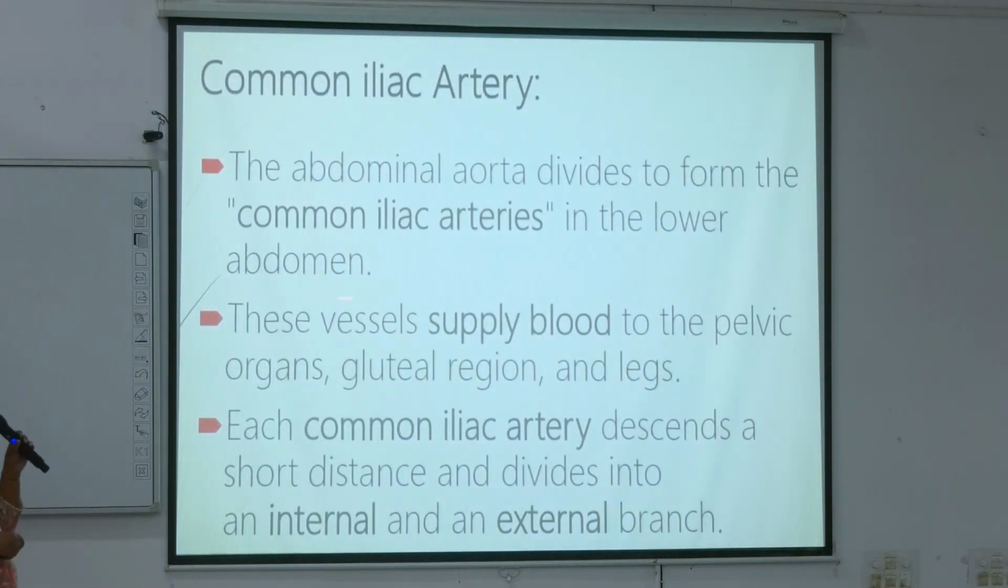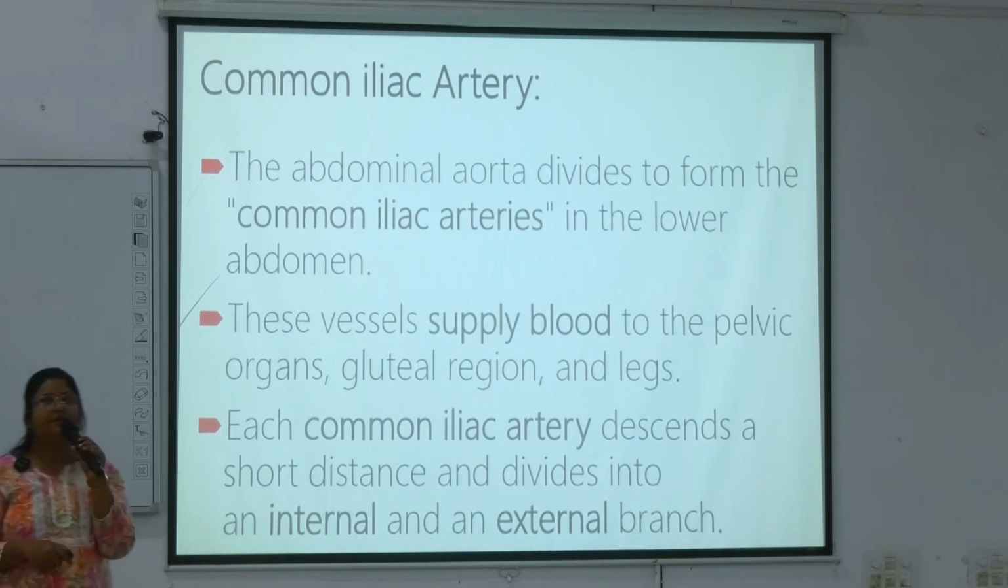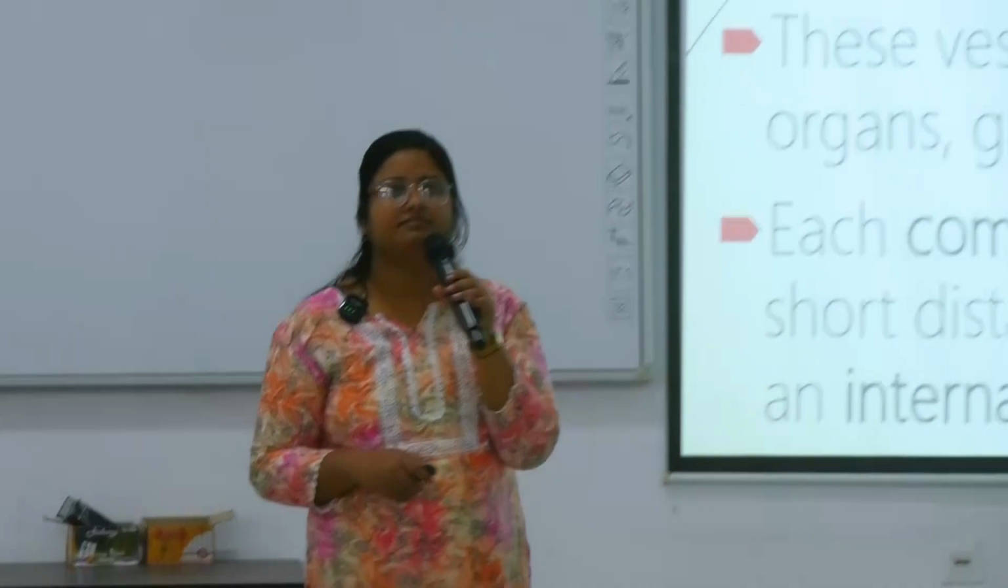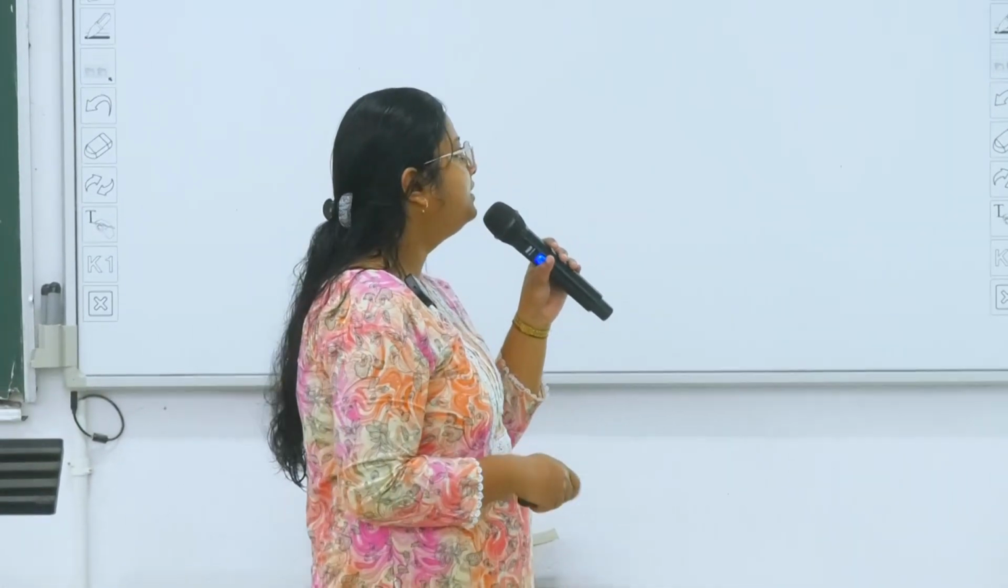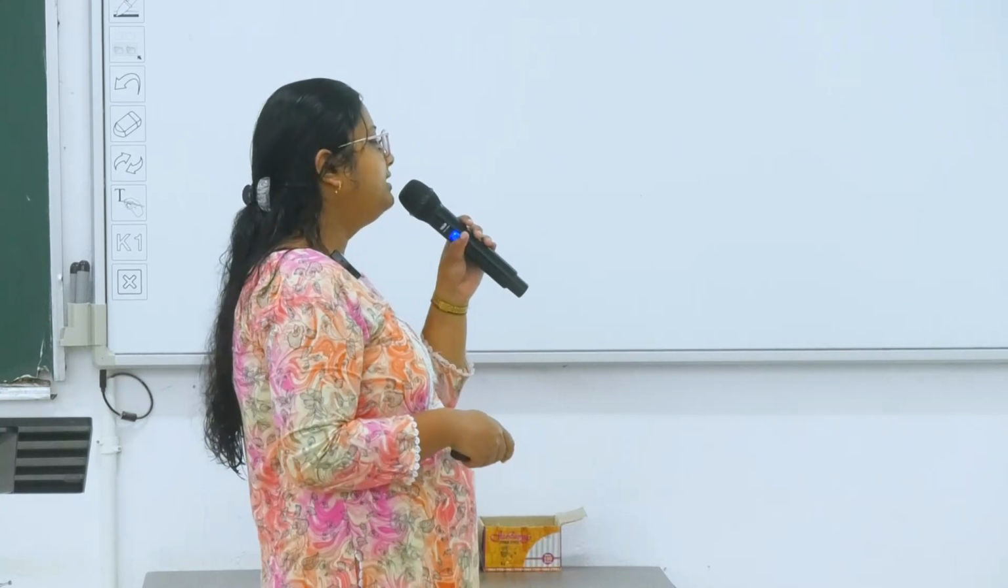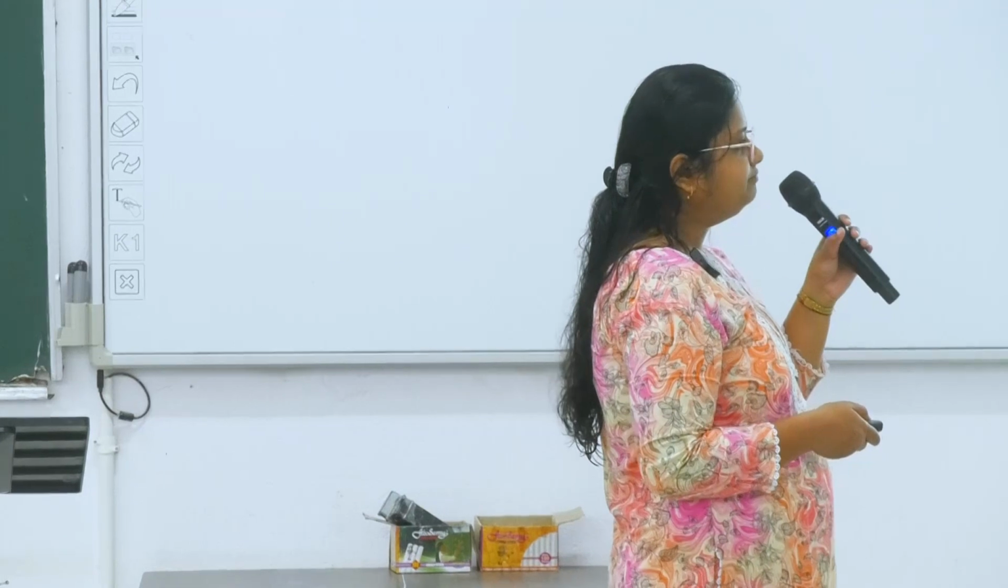So common iliac artery: the abdominal aorta divides to form the common iliac arteries in the lower abdomen at L4 level. Okay, and these vessels supply blood to the pelvic organs, gluteal regions, and legs. Each common iliac artery descends a short distance and divides into internal and external iliac. Next.